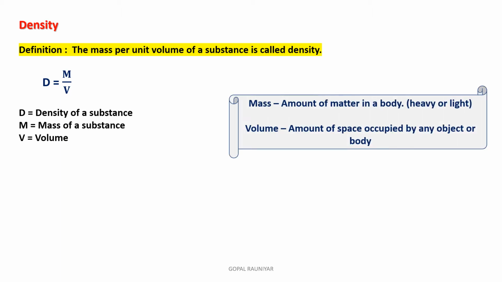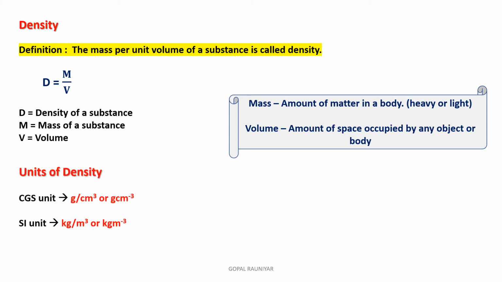The amount of matter in a body is mass, meaning mass determines how heavy or how light a body is. And volume is the amount of space occupied by an object or a body, meaning volume determines how much space a body takes when it is kept in a room or anywhere else. In the formula of density, mass upon volume, D is density of the substance, M is mass of the substance, and V is volume. Let's see the unit of density. In the CGS system, the unit of density is gram per centimeter cube, and in the SI system the unit of density is kilogram per meter cube.